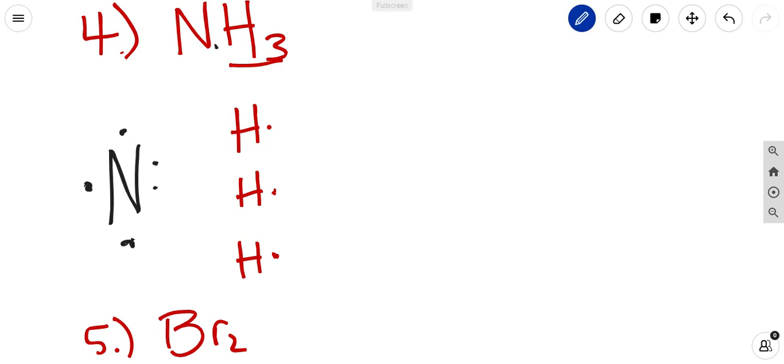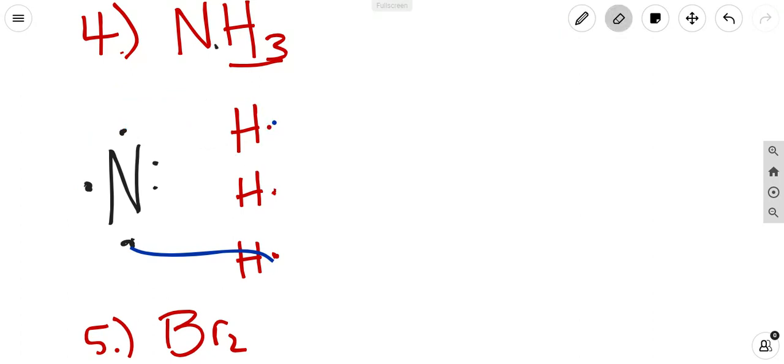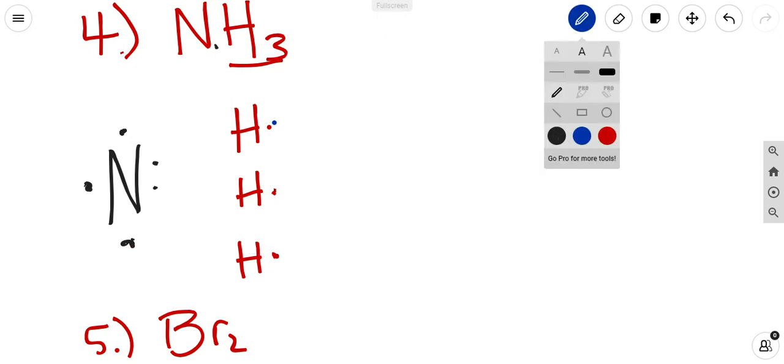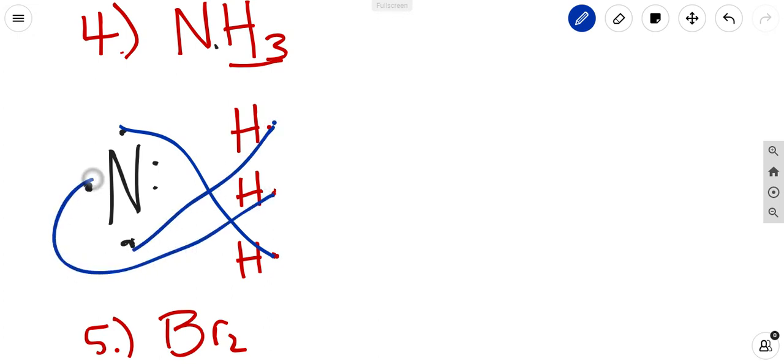So this hydrogen, it doesn't matter where you draw the lines, this guy could bond here, here, here, all right? Or, this one could bond here, here, here. It doesn't matter where they go because this is a 3-dimensional molecule. So you're going to turn it in space.